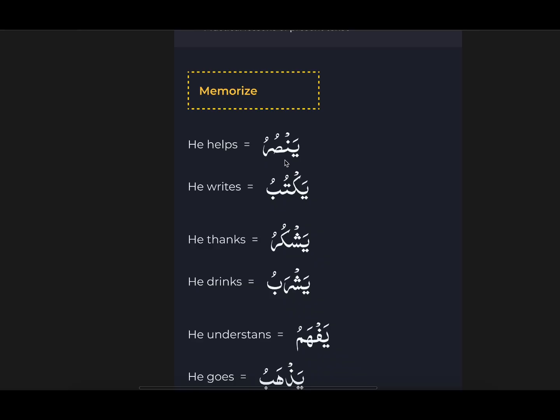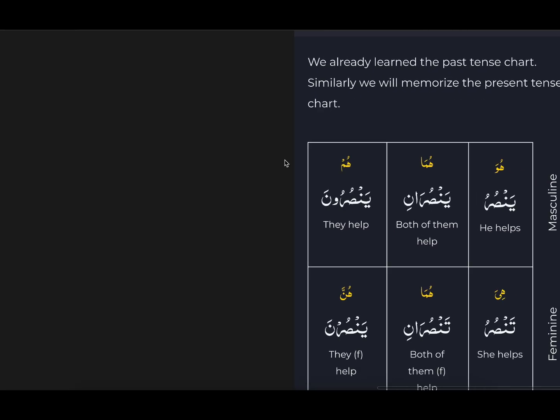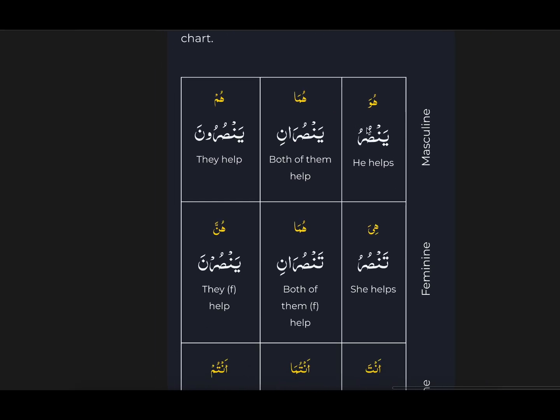Yansuru means he helps. What if I want to say they help? How do I say that? I go through the chart. Huwa yansuru, huma yansurani, hum yansuruna. Hum means they, so yansuruna means they help.